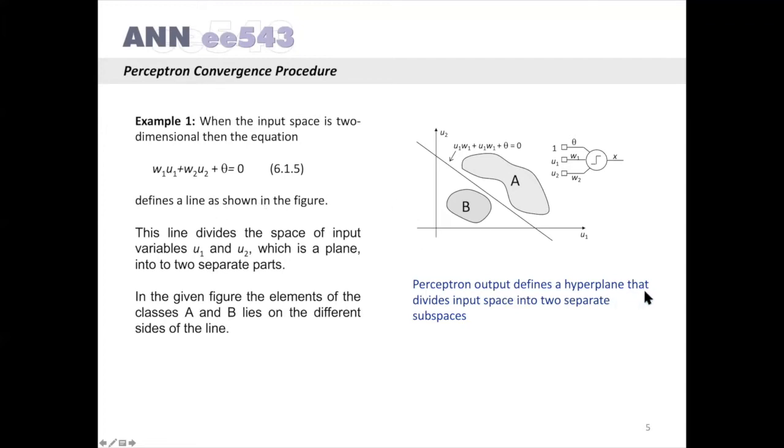Perceptron output defines a hyperplane that divides input space into two separate subspaces. This is the line equation defined by the perceptron output when it is set to 0. Here we have a two-dimensional input space, so the hyperplane is a line. This line divides the space of input variables u1 and u2, which is a plane, into two separate parts. This is the plane of input variables u1 and u2, so this line is separating this plane into two parts. In the given figure, the elements of classes A and B lie on different sides of the line.